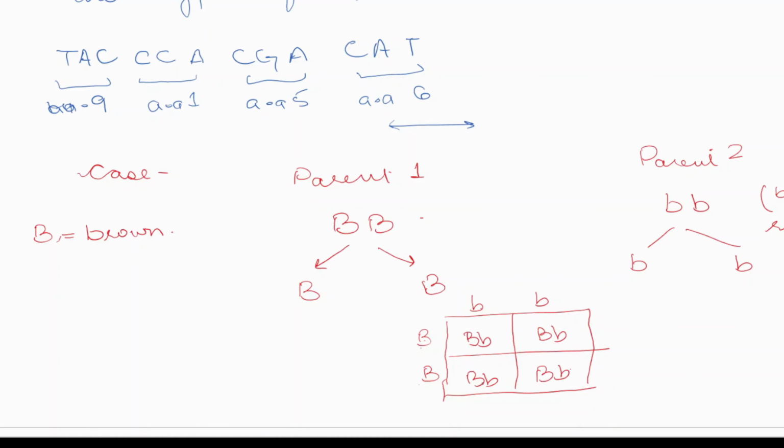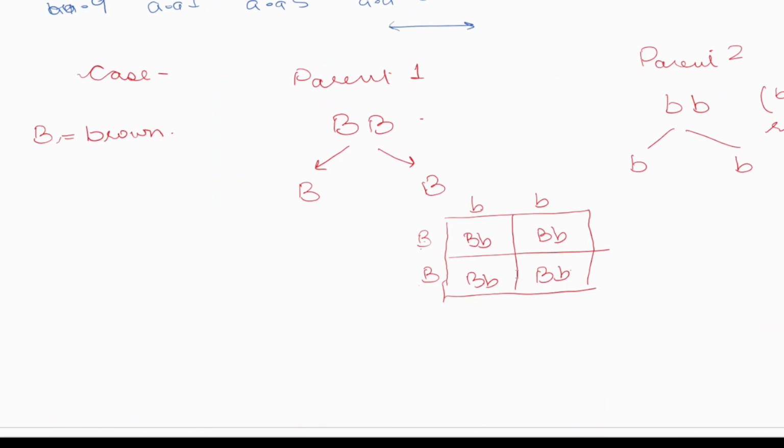So look at all the children. They all have capital B. It means they all would have brown color eyes. That one is the dominant one. Blue is recessive. Blue is not going to show itself. Recessive means which does not show itself unless both are homozygous.